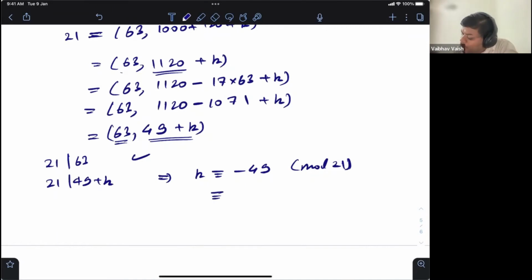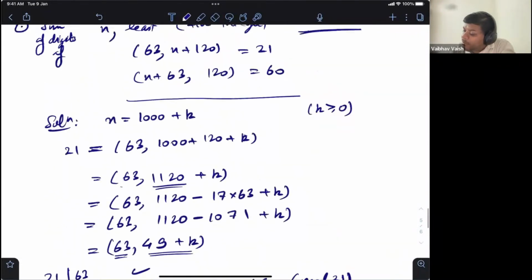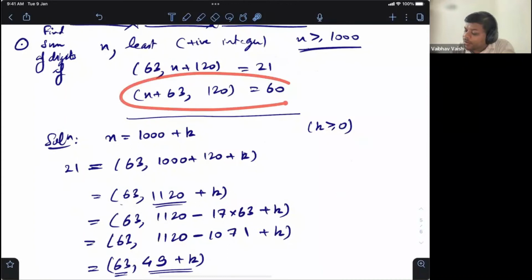So now, 63 minus 49 will be what? 63 minus 49 will be 14. Okay, so this is 14 mod 21. So this is one relation I got. k is congruent to 14 mod 21. This is 1. I use the other thing. Okay, so this is from this. So remember, there are two constraints. This is one constraint, and this is the second constraint.